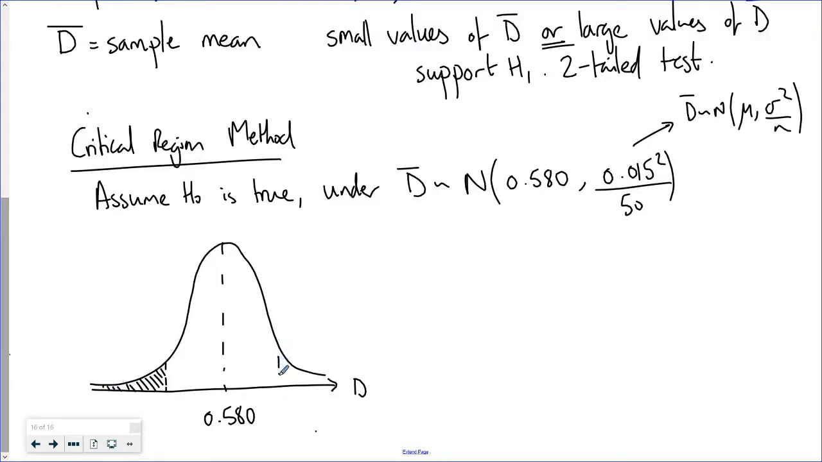And large values of d bar are going to be somewhere there. And actually, if we're in this region, then we're going to conclude that the service means that the machine makes bigger bolts. And if we're in this region here, then we can conclude that the machine makes a smaller bolt. So we need to try and work out what this critical region is. So let's call this value here C1 and this value here C2.